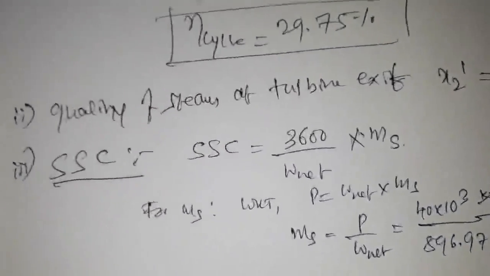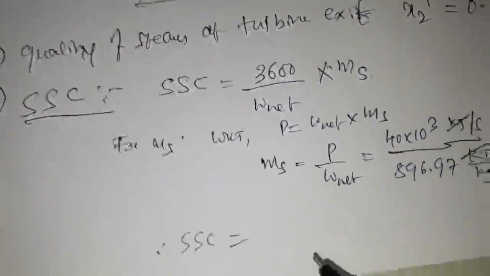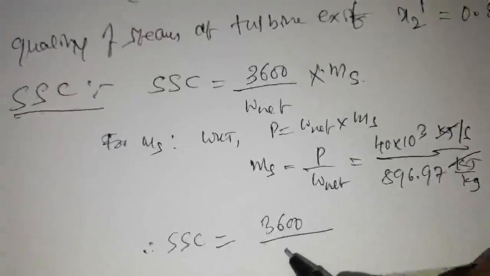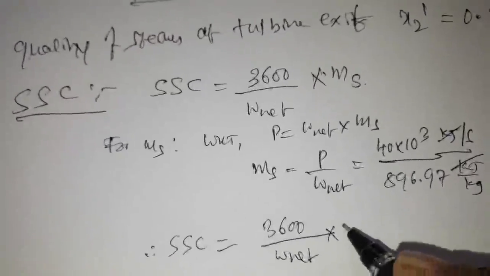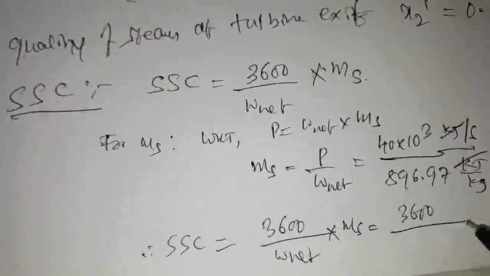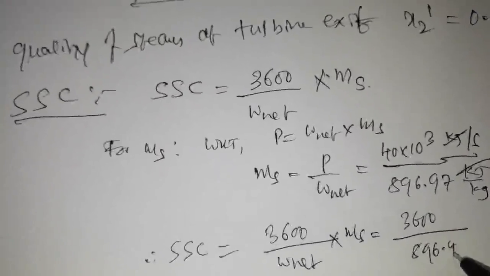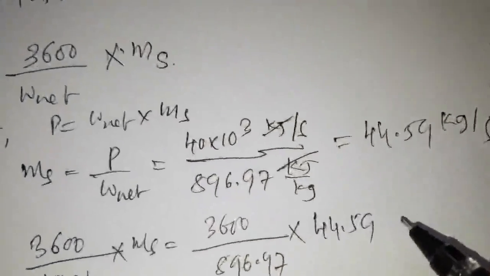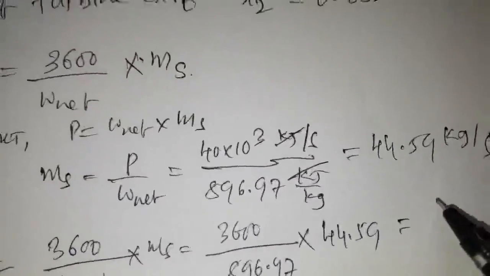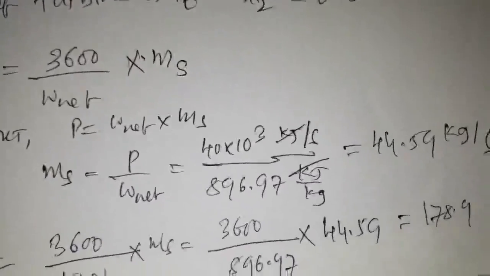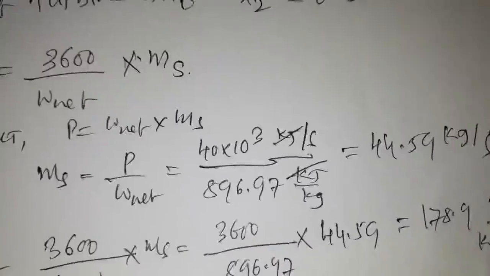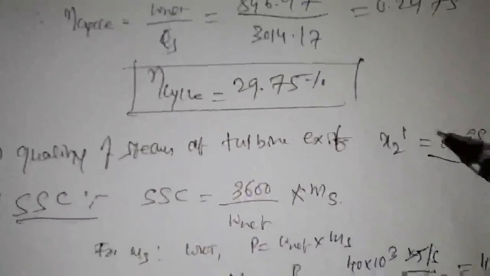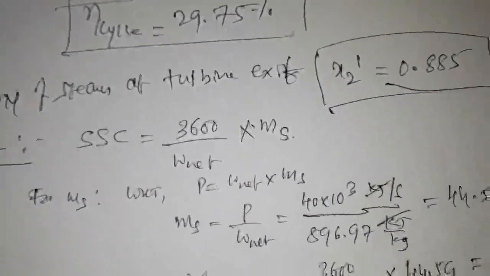Therefore specific steam consumption is equal to 3600 upon W net into MS. 3600 upon W net, which is 896.97, into MS, which is 44.59, which is equal to 178.9 kg per kilowatt hour. So these are the three answers which are asked in the present problem.